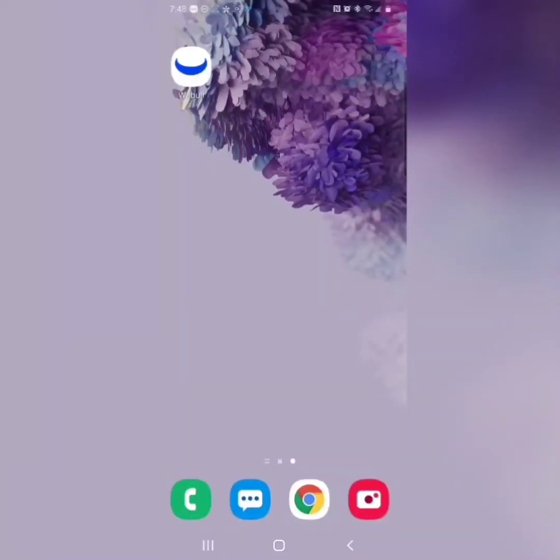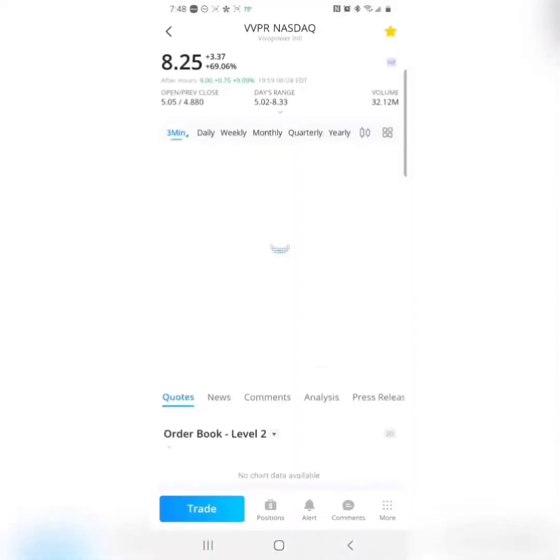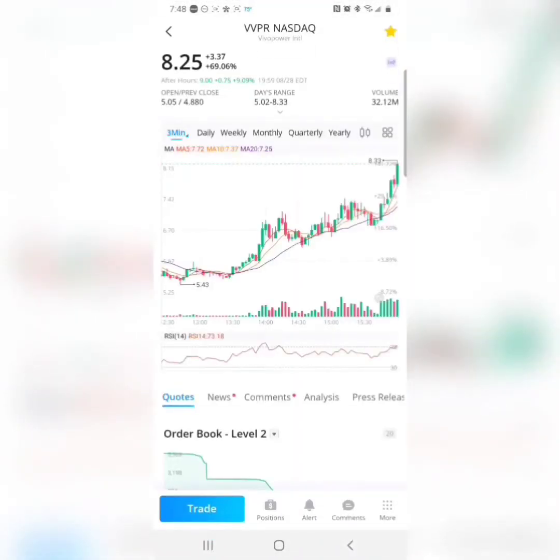So now we're going to go into the actual charts and I'm going to show this to you in action. All right, let's open our Webull app, take us to our watch list. We're going to click on VVPR, and you can see we're on the 3-minute chart. If you look right below the 3-minute, you see where it says MA and then has a bunch of these numbers. Click on that and it'll bring up this bar right here.